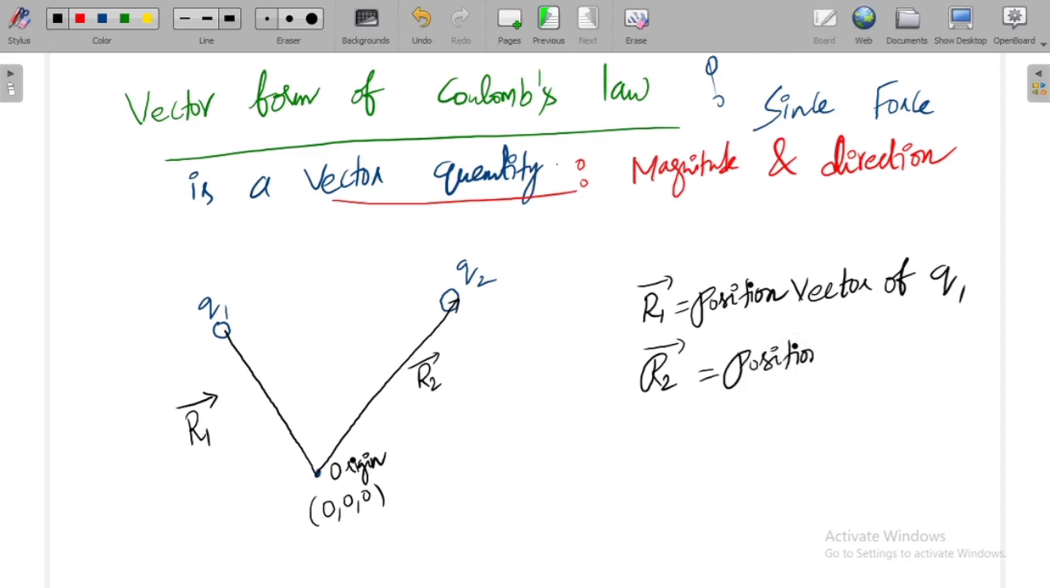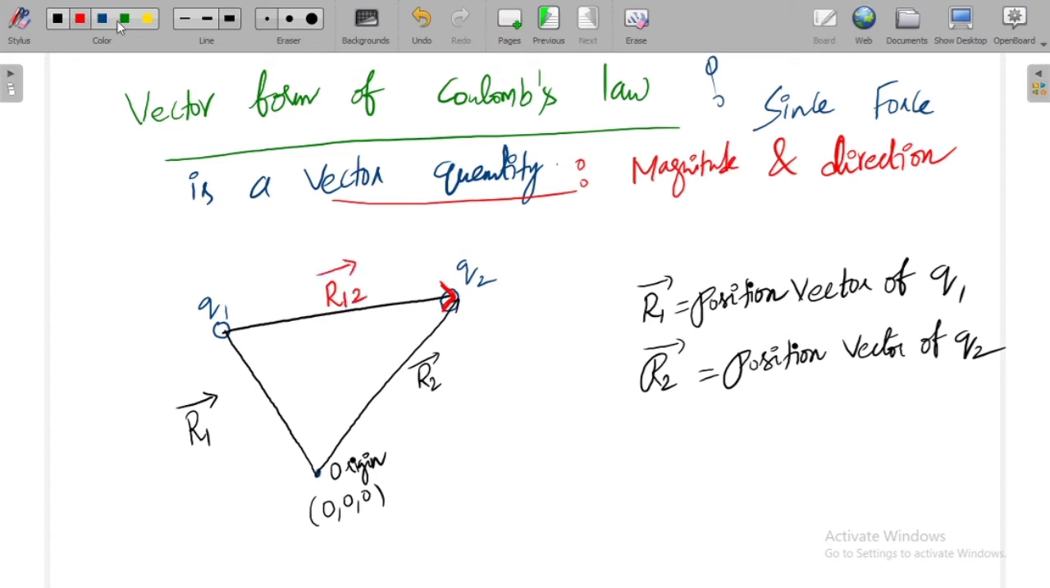R2 bar is nothing but the position vector of Q2, because it gives the position of the charge Q2 with respect to origin, and R1 bar gives us the position of the charge Q1 with respect to origin. And I am considering one more vector here. If I am moving from 1 to 2, means from the position where Q1 exists to the position where Q2 exists, I call this vector R12 bar, right?